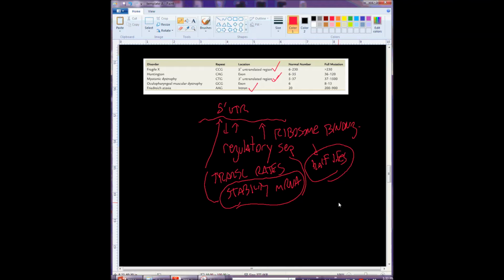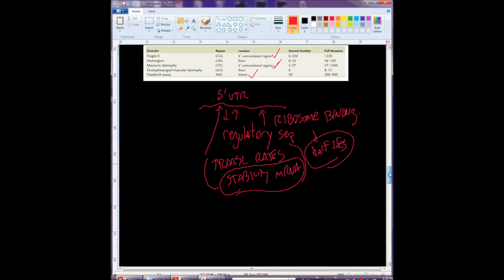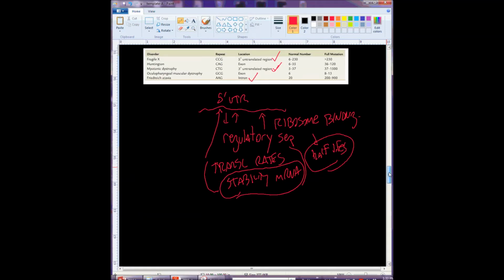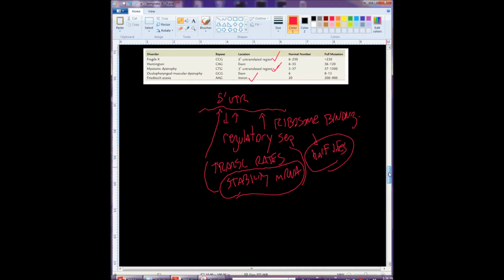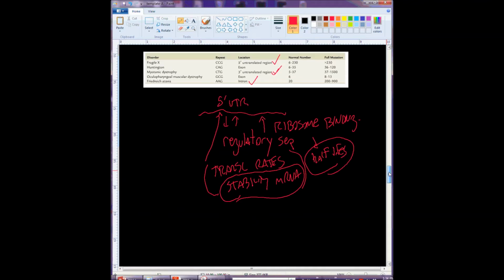So you can't always just put any type of sequence you want into these regions or have them expand and expect to have no consequence on the translation of that messenger RNA. Even though they're not in the coding region, they can still cause problems with translation of the messenger RNA into the functional protein.